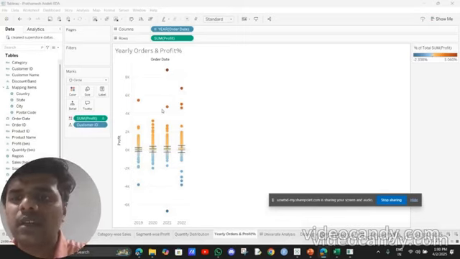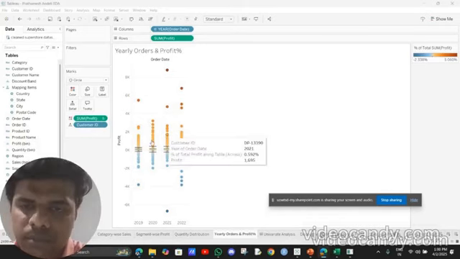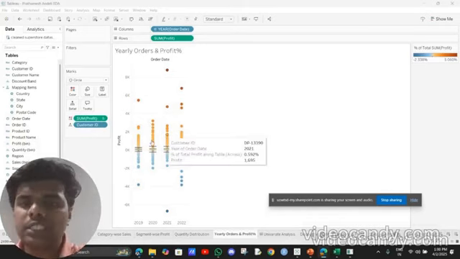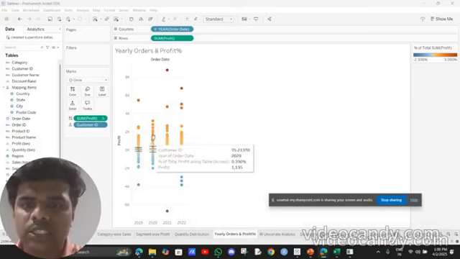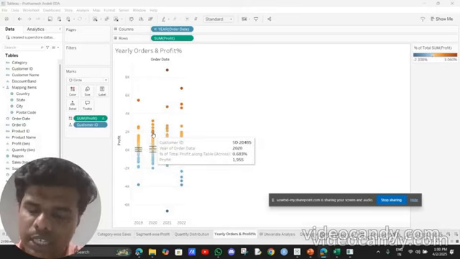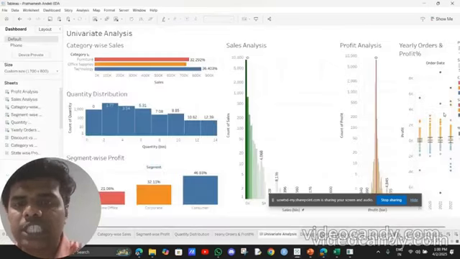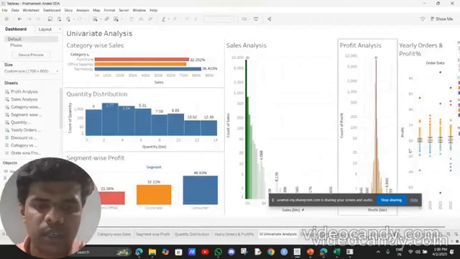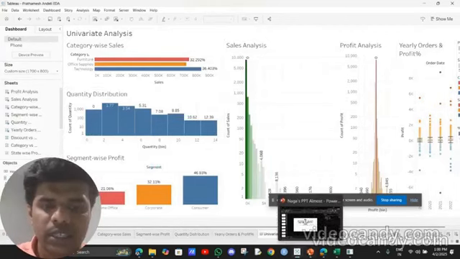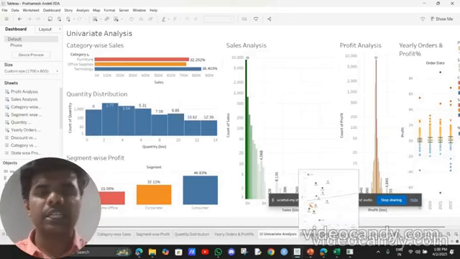Except that all 3 years are kind of similar, but it is very clear that orange dots are very frequent, which means the whole organization, the whole retail business, is profitable. So moving on, the next is my univariate analysis dashboard. Here you can see all my univariate analysis at a glance. So next, from here I will start the multivariate analysis.